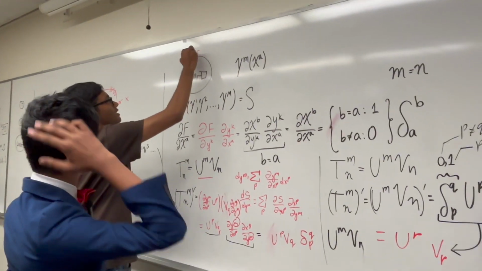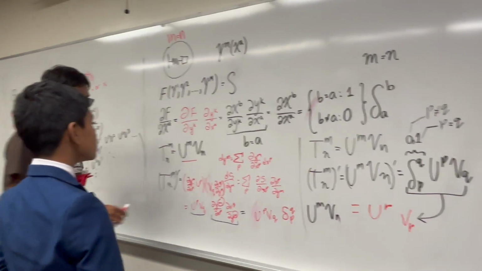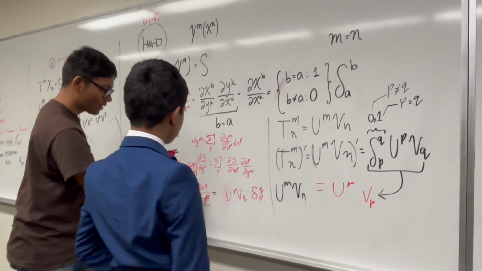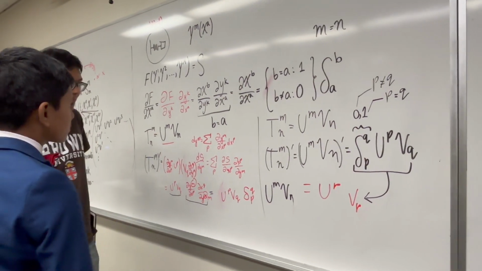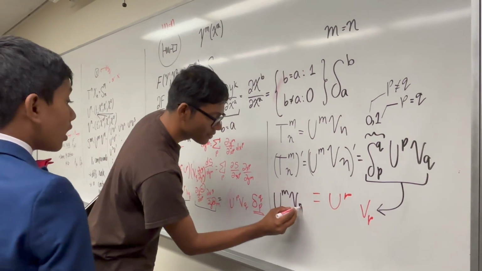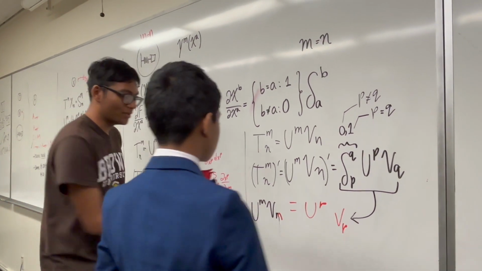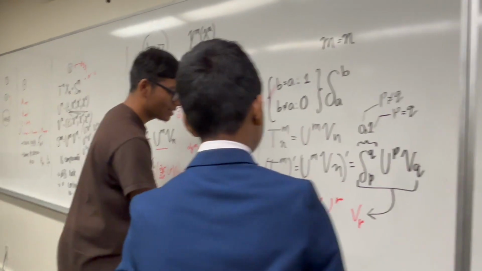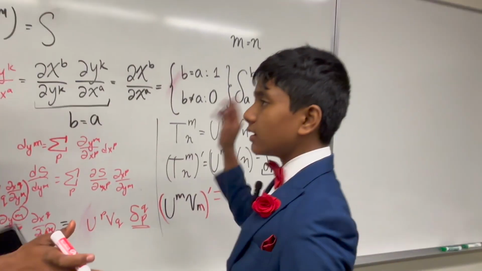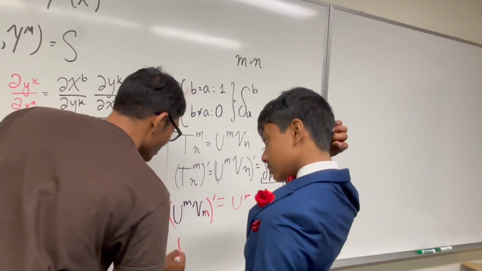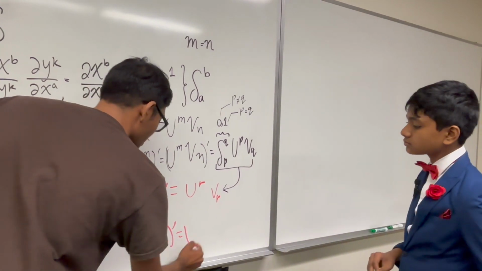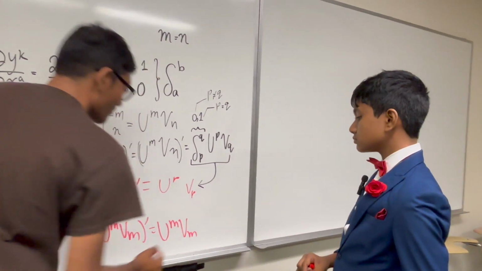This is insane. You set an upper index equal to a lower index. That's why this n becomes an m, and that lets us reduce it to a delta. So this actually is an m. It's not a typo. UMVM prime is equal to UPVP. But UP and VP are just dummy variables. So that means if you contract the tensor, then UM VM prime is just equal to UM VM.